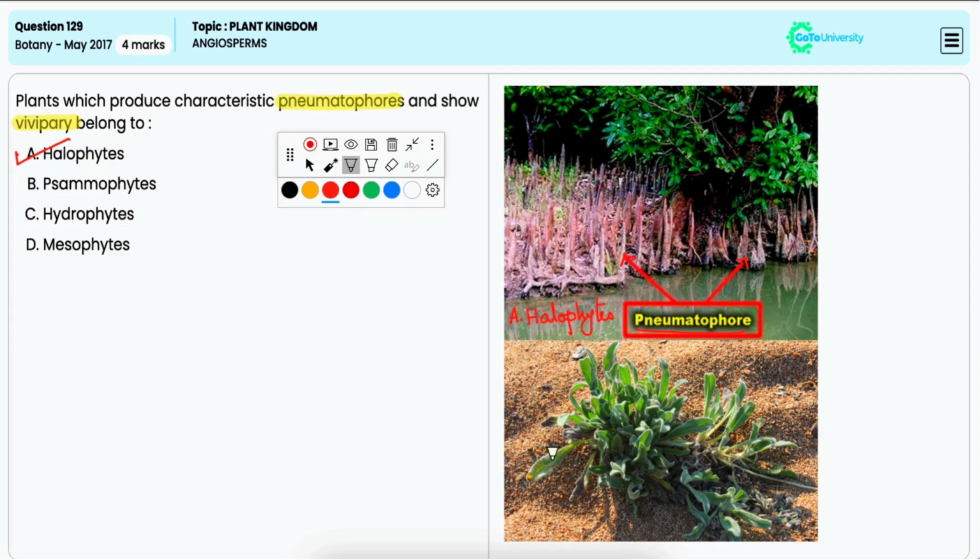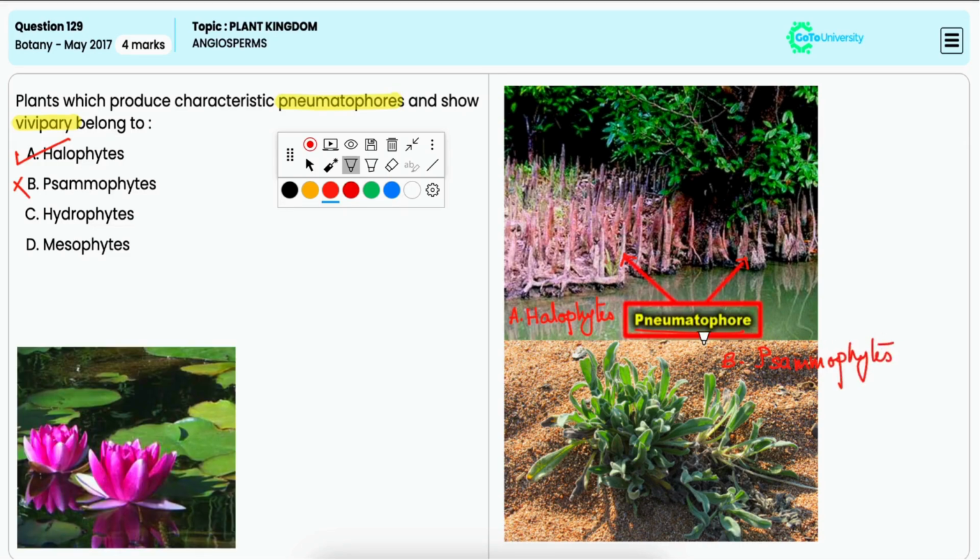Option B, samophytes. It is incorrect because samophytes are plants adapted to sandy soils, such as those in deserts. But pneumatophores are absent and they also lack vivipary.